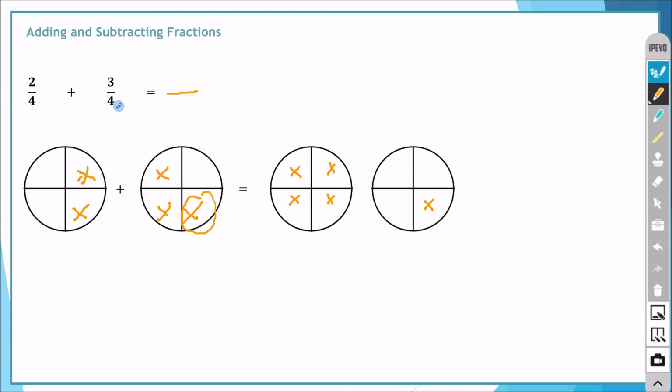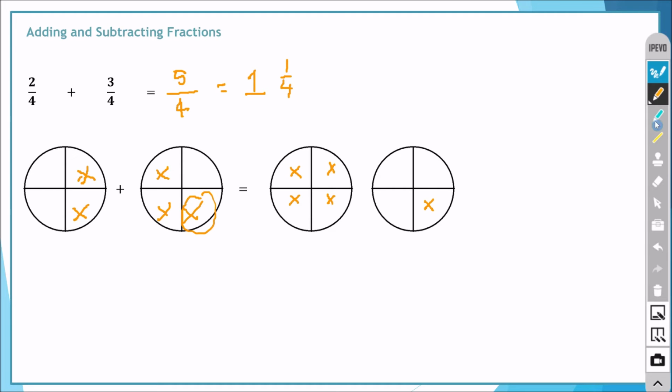So like before, because we've got 2 4s on the bottom, we know the answer is going to have 4 here on the bottom. And we've got 1, 2, 3, 4, 5 pieces this time. So that means the answer is going to be 5 out of 4. But you can also write this as 1 whole 1, because we've got 1 circle that's completely full, and 1 out of 4 here.